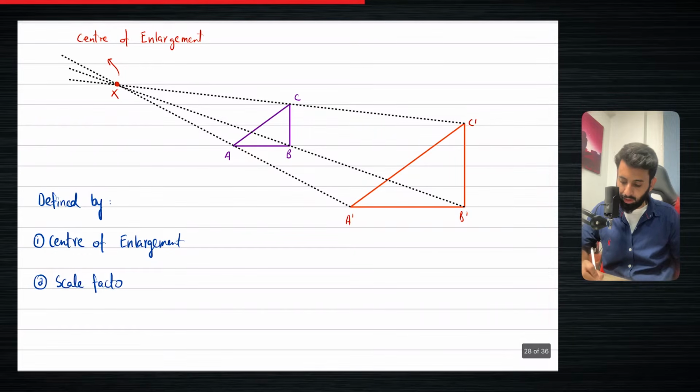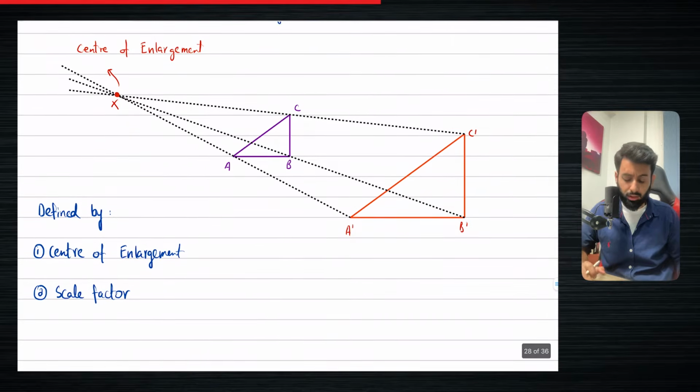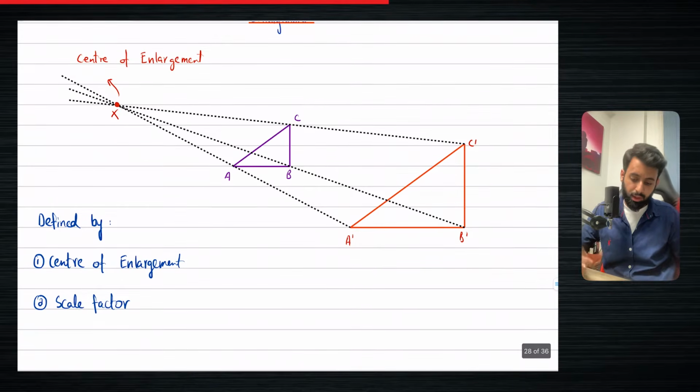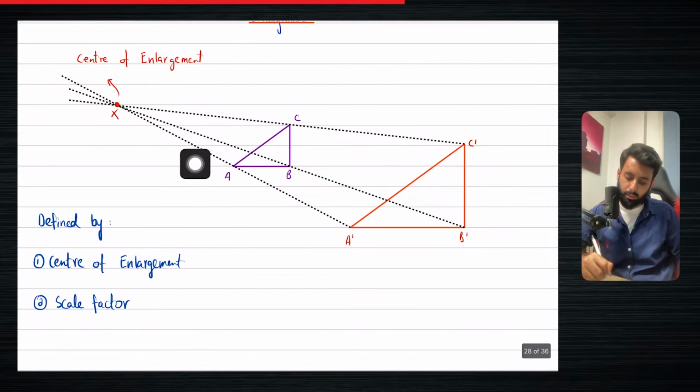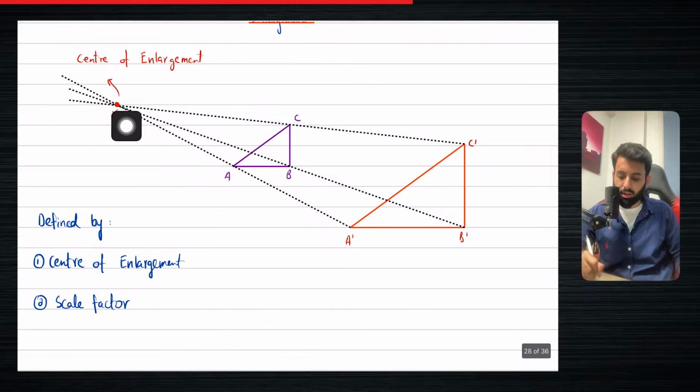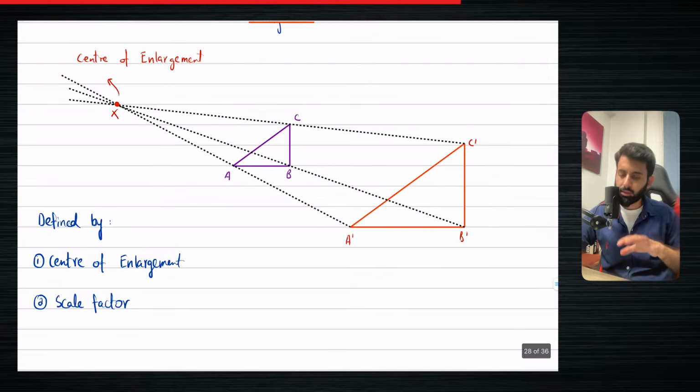Now, you can probably see what the scale factor and the center of enlargement are over here. The center is basically the point where, if you join the image and the object and extend it, the point where they all meet is the center of enlargement. We'll formally learn how to find it, just like how we learned to find the center of rotation and the line of reflection, and so on. But just to give you an overview, this is what it looks like.